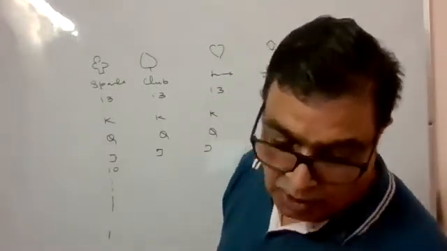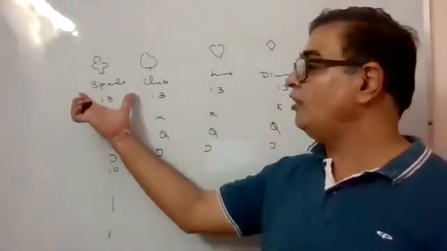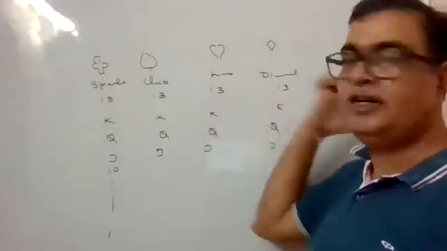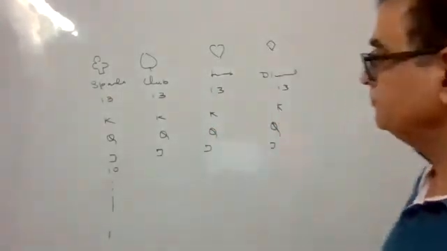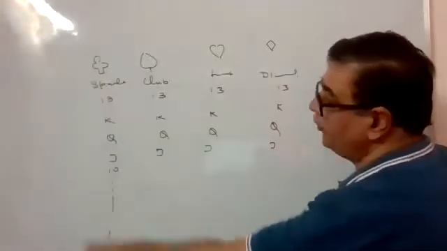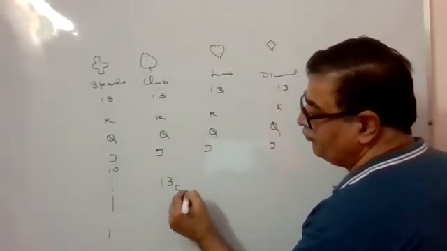Question says that all the 4 cards are coming from the same suit. Means either all 4 coming from spade, or from club, or from heart, or from diamond. So what I do here, first I'll take that all the 4 cards are coming from spade. So that can be done by 13C4.